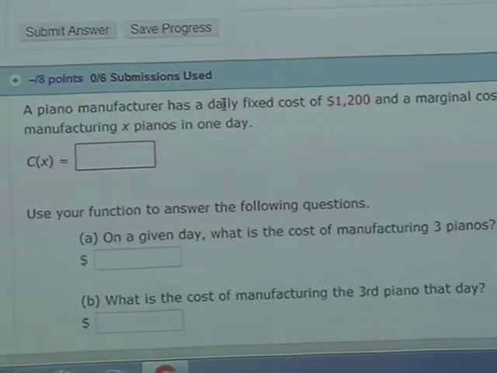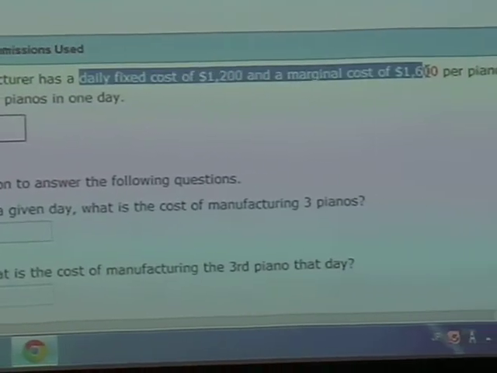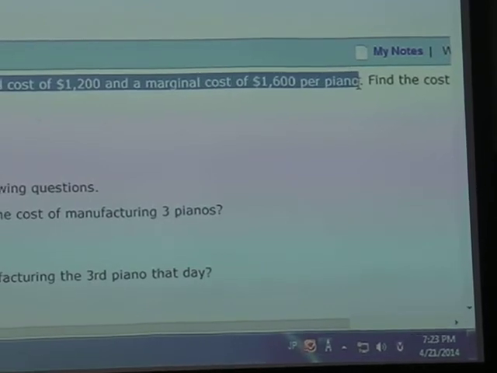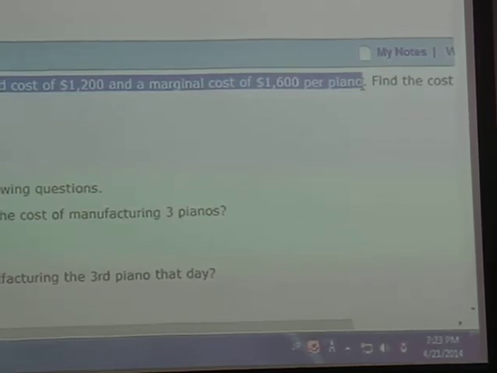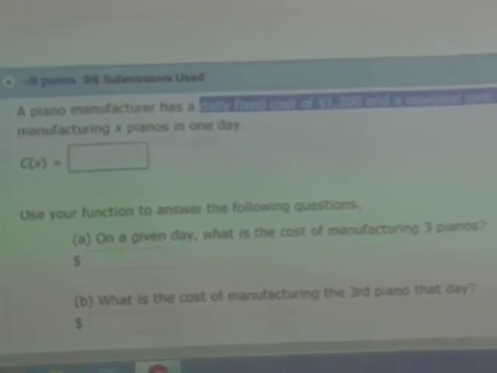A piano manufacturer has a fixed daily cost of $1,200 and a marginal cost of $1,600 per piano. So we need to explain some of these words. So, first of all, what's a piano? Okay, so everybody knows what a piano is, right? Okay, now, what is a piano manufacturer? It's a company that makes pianos, right? Okay. And now, what does fixed cost mean, or daily fixed cost mean?